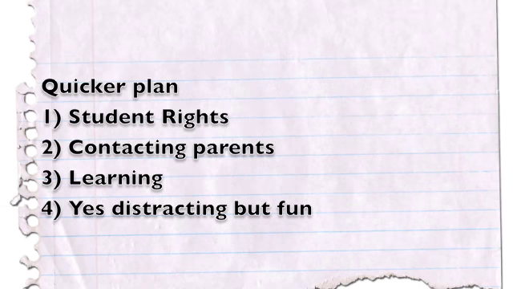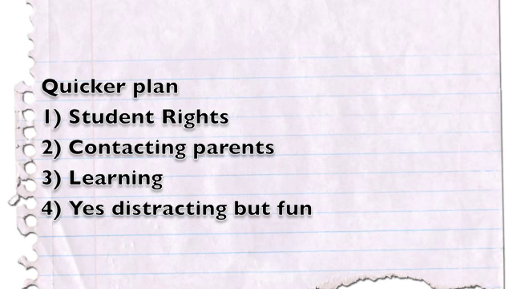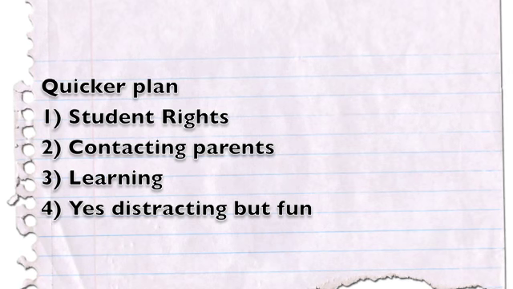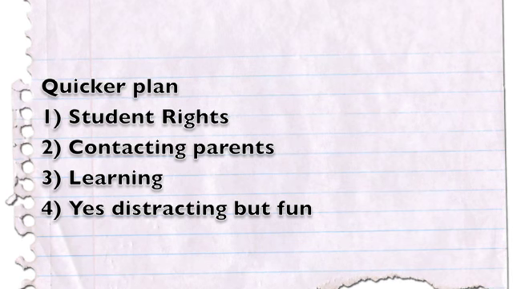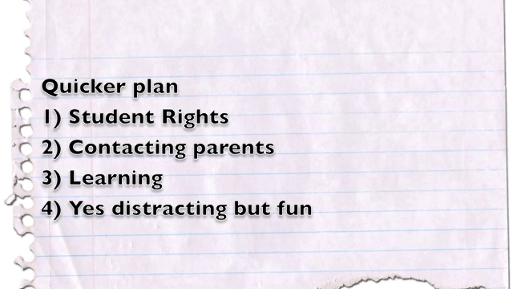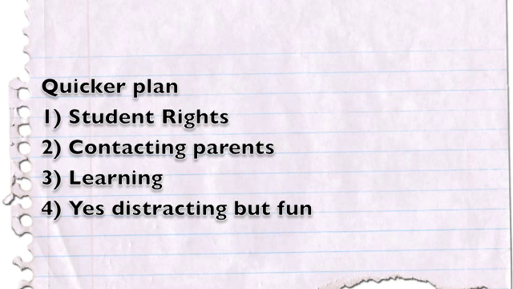However, that plan was quite long, there's quite a lot of writing in it. You don't have a long time in the exam, so what we would advise you to do is to try and get your planning as short and as straightforward as possible. So this is the same plan but written out more quickly. 1, student rights, 2, contacting parents, 3, learning, 4, yes, distracting but fun.